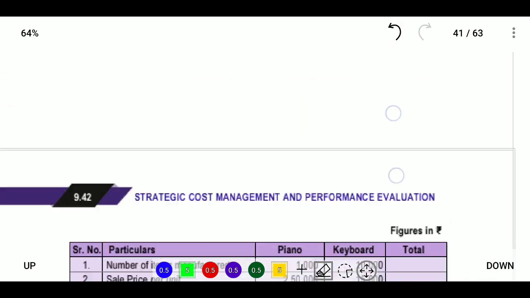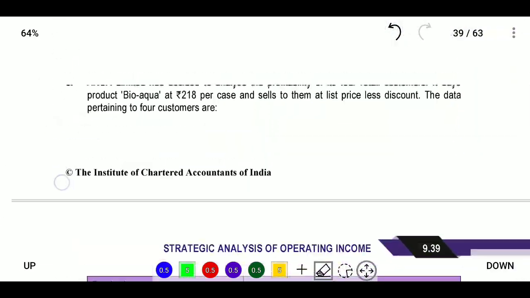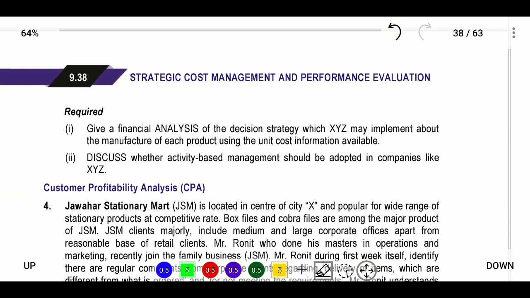Next, question number 3. What is there in question number 3? First we will see the requirement. The requirement was to give the financial analysis of the decision strategy which XYZ may implement about the manufacture of each product, using the unit cost information available. They provided some unit costs, and based on that we require to decide whether to implement the strategy or not, and discuss whether activity based management should be adopted in companies like XYZ.